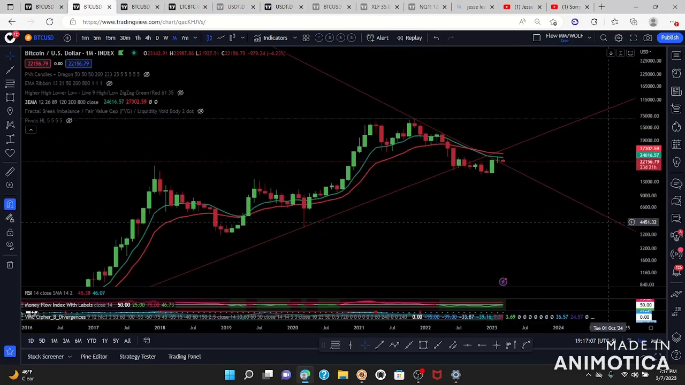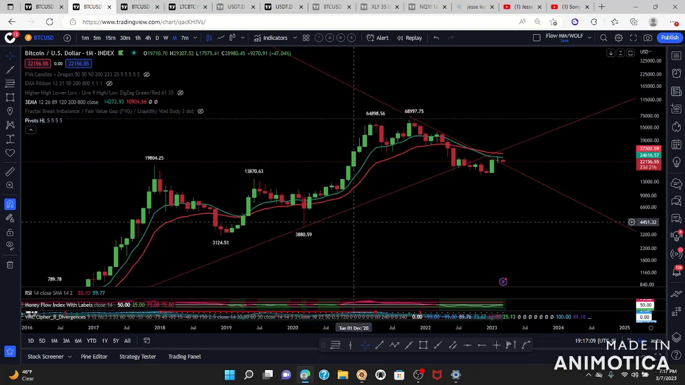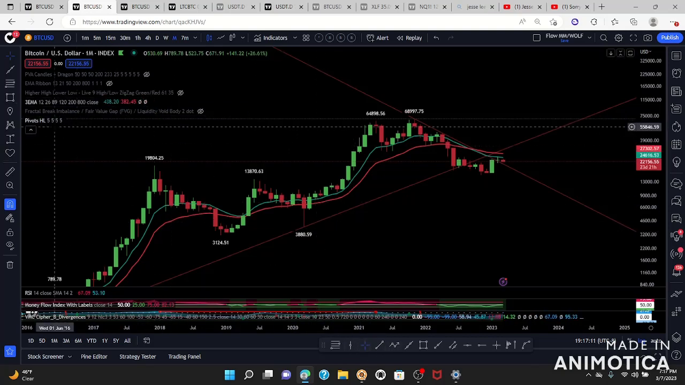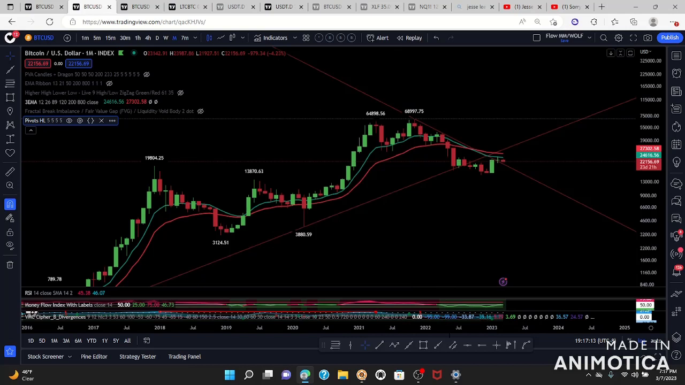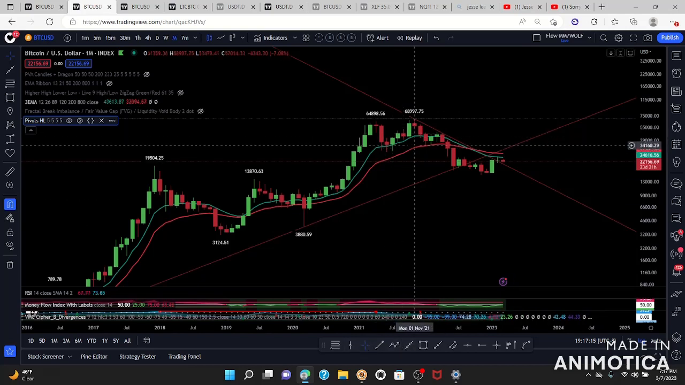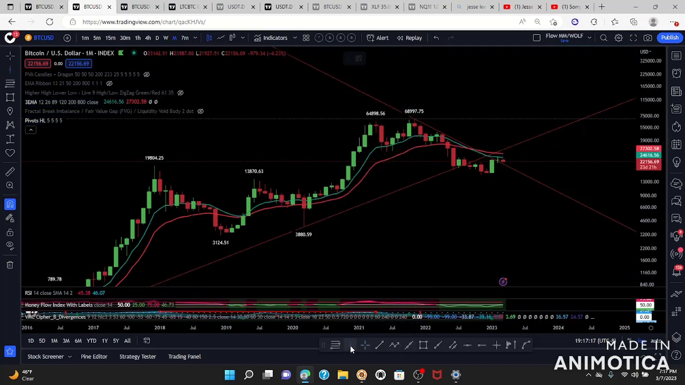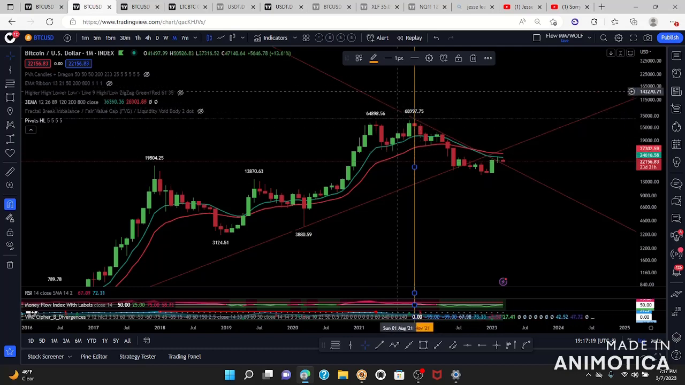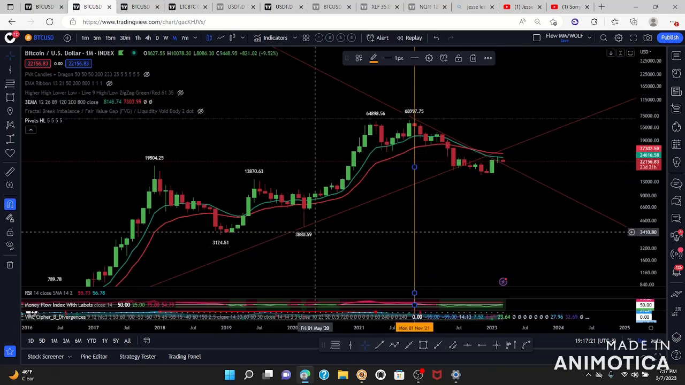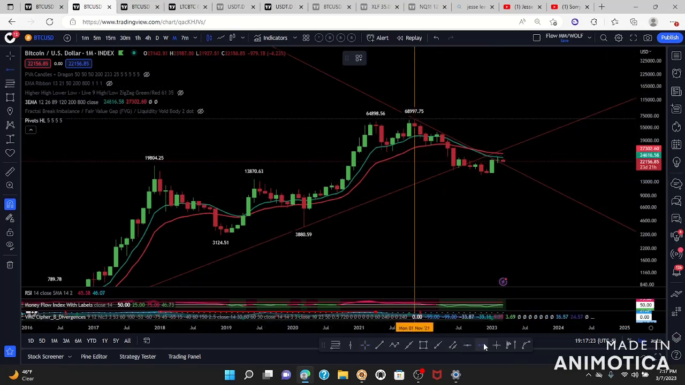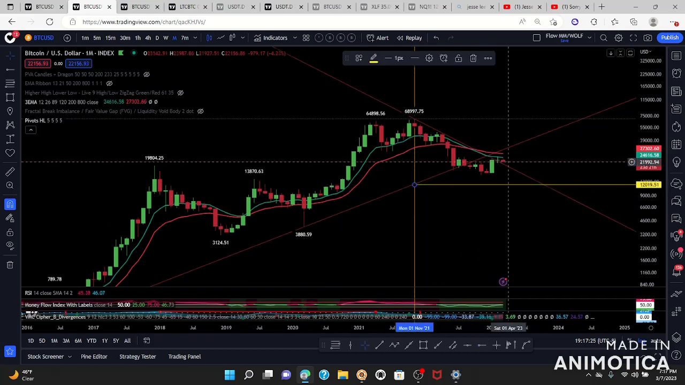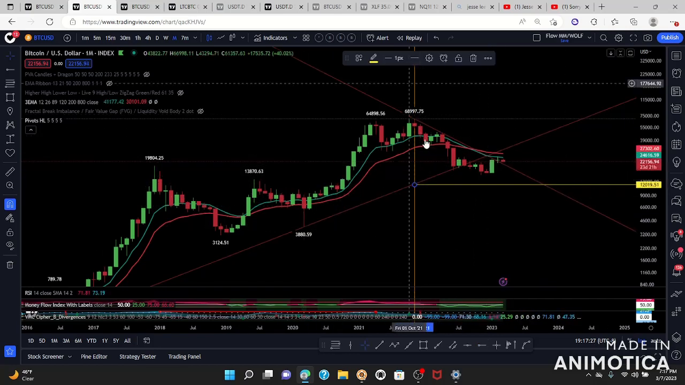So to get my monthly target, I'm going to turn on my pivot highs and lows. Great indicator to use. Pivot highs and lows gives you exact price action of your highs and lows. I'm going to place a vertical line right where the high is, and so my target is going to be based on this intersection, right where the trend line crosses and this vertical line crosses.